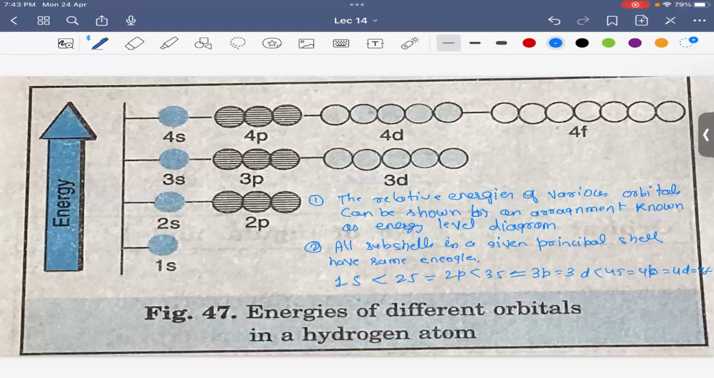Although the shapes of 2s and 2p orbitals are different, an electron has the same energy when it is in the 2s orbital or when it is in the 2p orbital. The orbitals that have the same energy are called degenerate orbitals. And the electron in the 1s orbital is in the most stable state and is called the ground state electron.